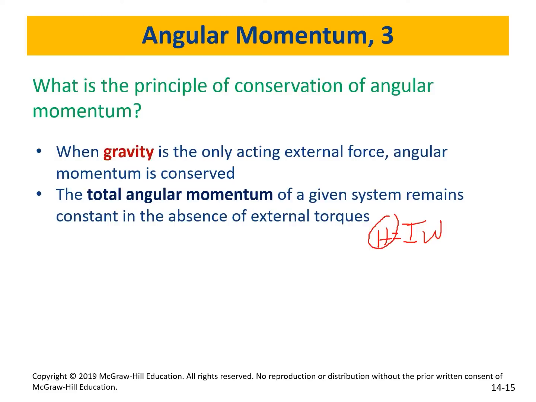Because distance was further away. And that is the principle of conservation of angular momentum. When gravity is the only acting force, angular momentum is conserved. The total angular momentum of a given system remains constant in the absence of external torques.